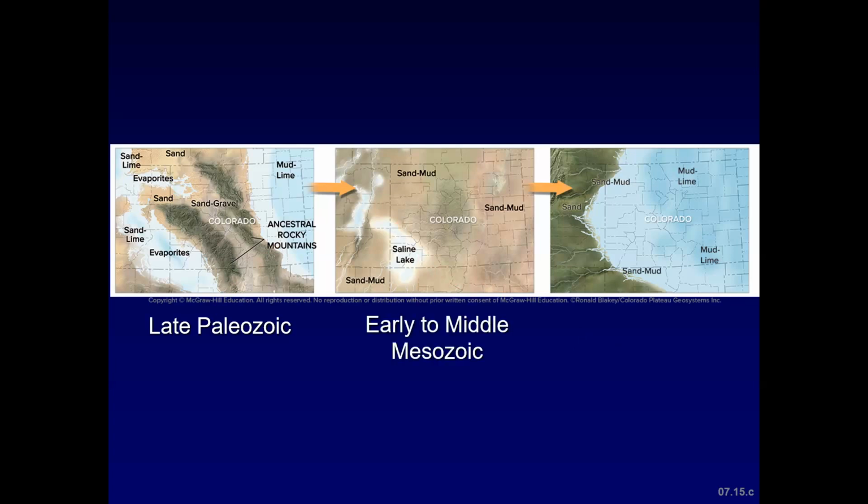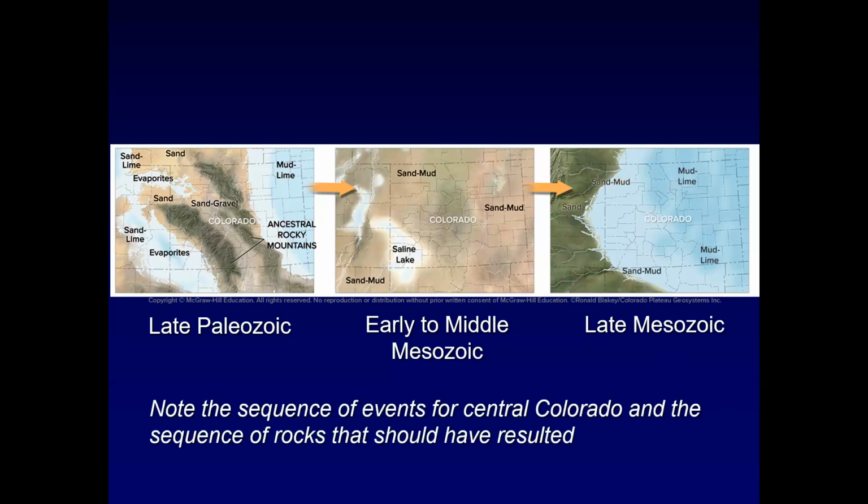And then in the early to middle Mesozoic, we have a continental environment with mud flats, sand dunes, lakes, and a river system, which deposit mudstone, sandstone, and conglomerate. Dinosaurs roamed this area as well. They would have left bones and trackways on land. In the late Mesozoic, a shallow sea forms from the Arctic to the Gulf of Mexico, and then the Dakota Formation accumulated during the transgressions. So these are really cool. So we have the sequence of events for central Colorado, and then the sequence of rocks that should have resulted. And we will stop there for today.